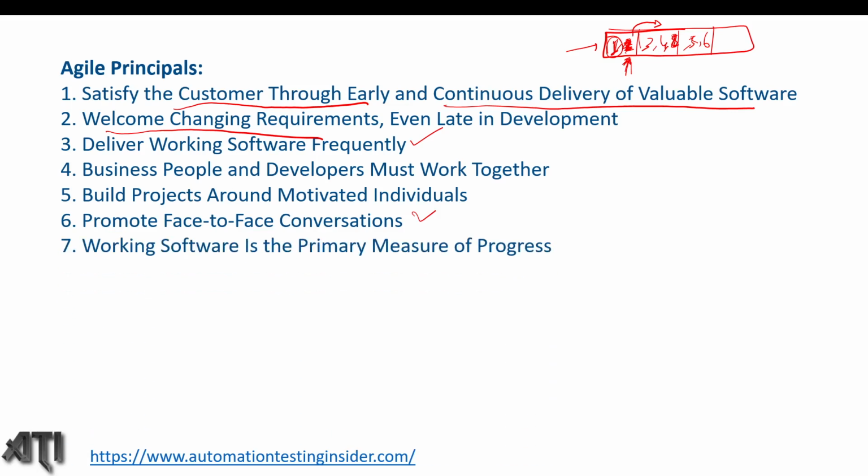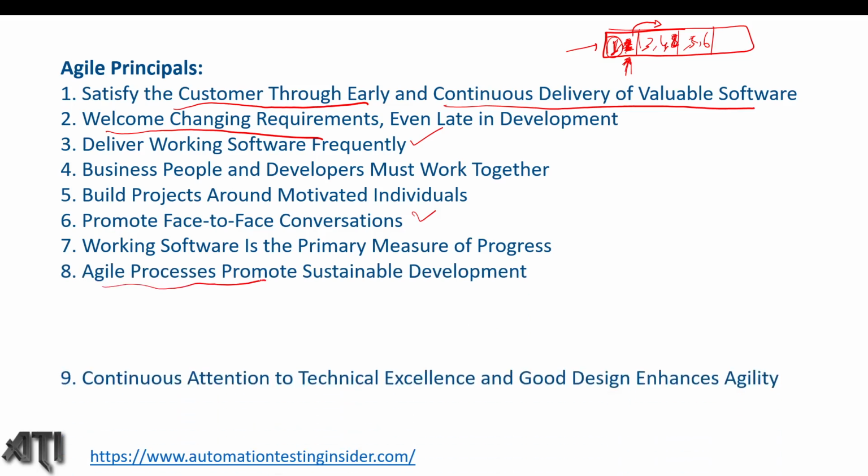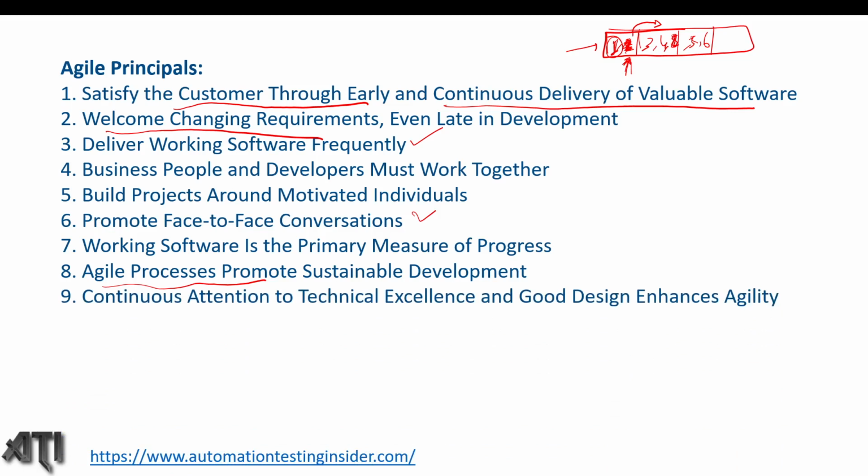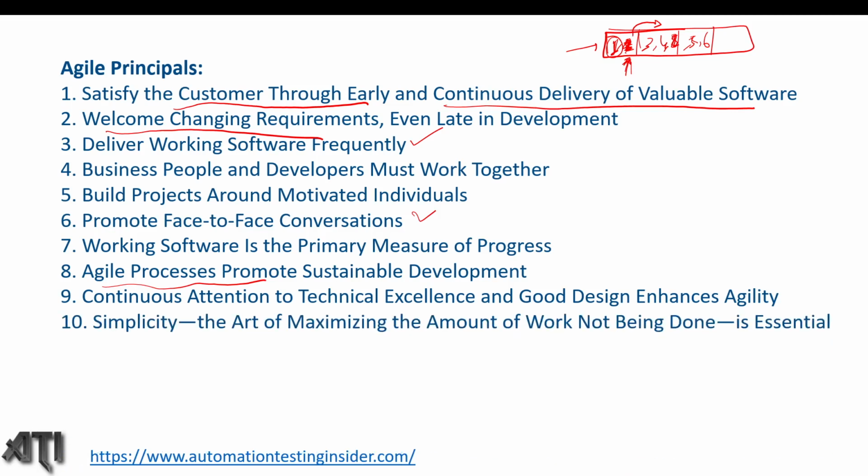Working software is the primary measure of progress. The Agile process promotes a sustainable development environment. So we always focus on a good development environment in Agile. Continuous attention to technical excellence and good design enhances agility. So we always focus on technical excellence and on how we can develop our software with good design techniques, right? That always enhances the agility process.